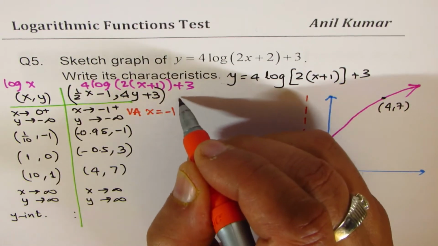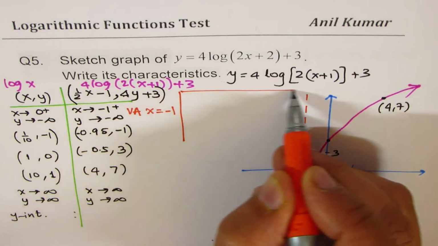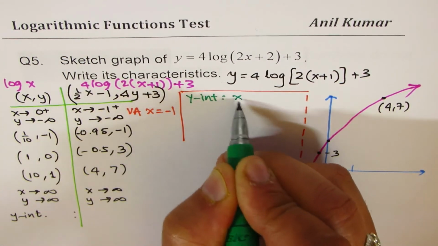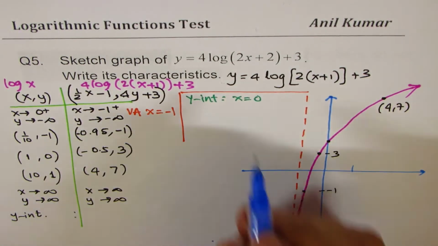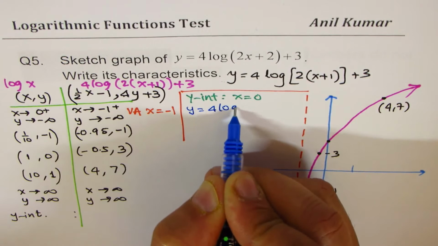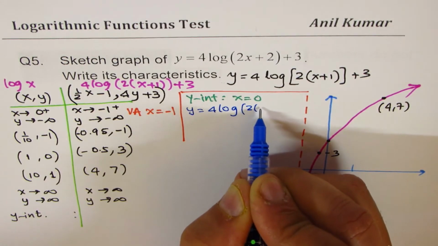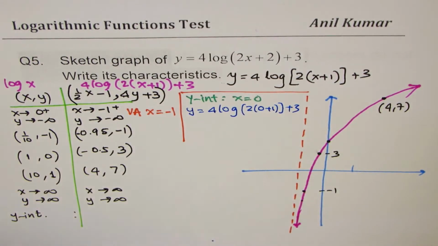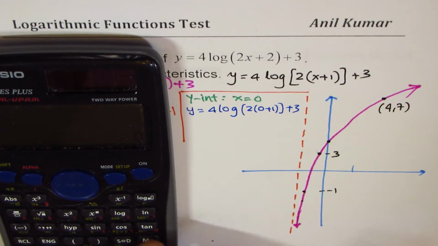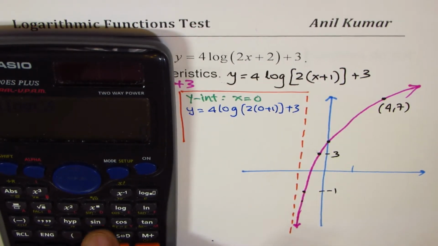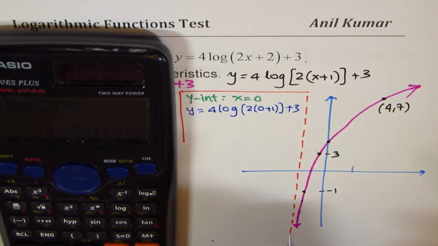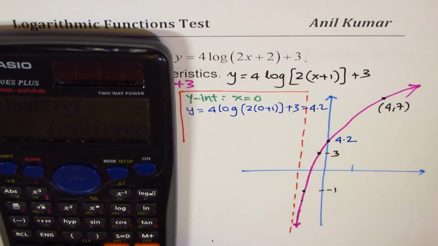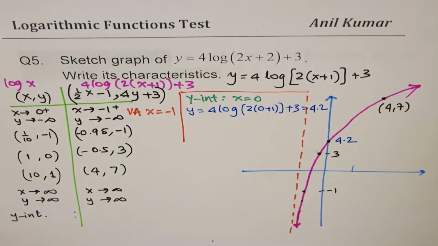So we'll calculate the y-intercept. The y-intercept means x equals 0 in this particular expression. So we get y equals 4 log of 2 times 0 plus 1, plus 3. So let's calculate. What do we get? We have 4 log of, so basically 2, right? And then we'll add 3 to this. We get 4.2 as our answer. So the y-intercept is 4.2. Is that clear?